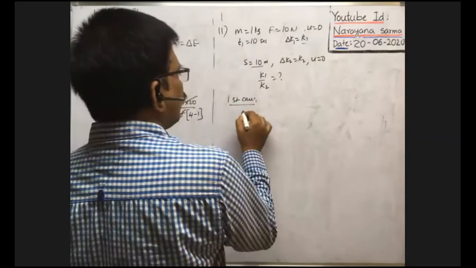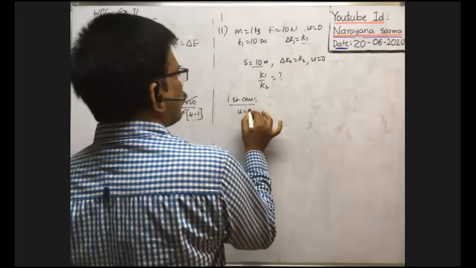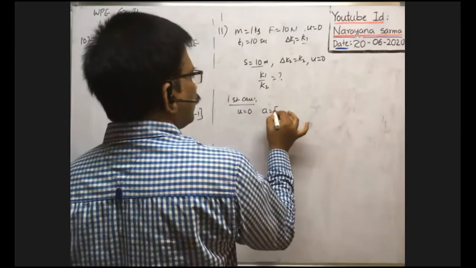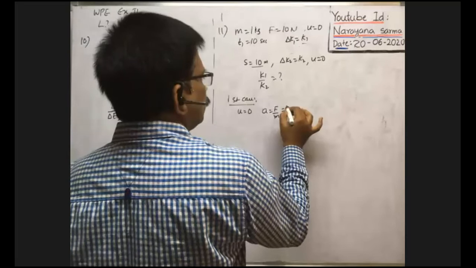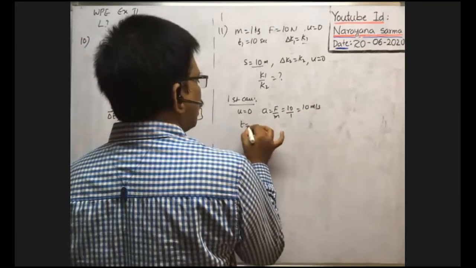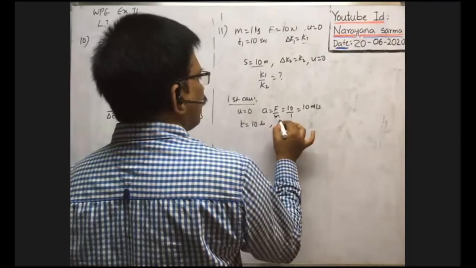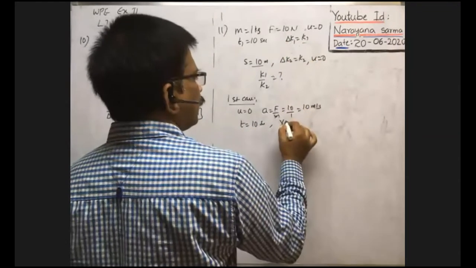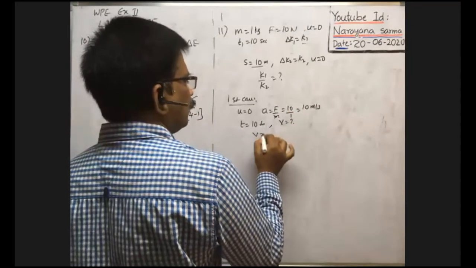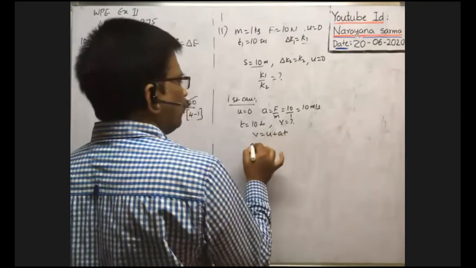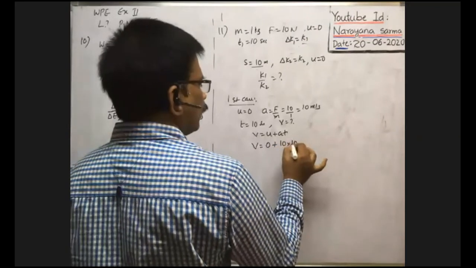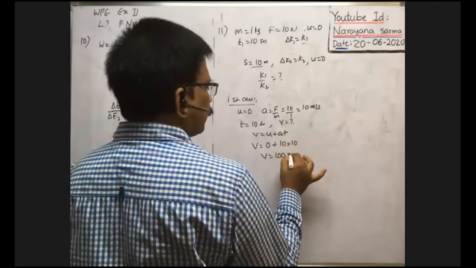So first of all, initially the body starts from rest. As the force acts on a body, acceleration is equal to F by m, that is 10 by 1, which is equal to 10 meter per second square. The force acts on a body for 10 seconds. Then what is the velocity acquired? If we know the velocity acquired, then we can find the kinetic energy. So from v is equal to u plus at, we can use now. V we have to find, u is 0, plus a means 10 into t means 10. Therefore, v is equal to 100 meter per second.